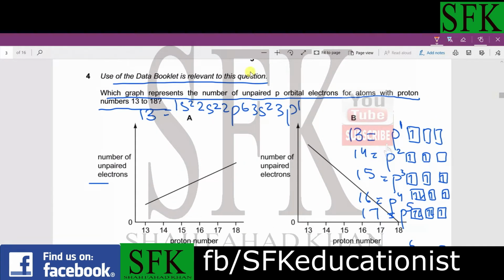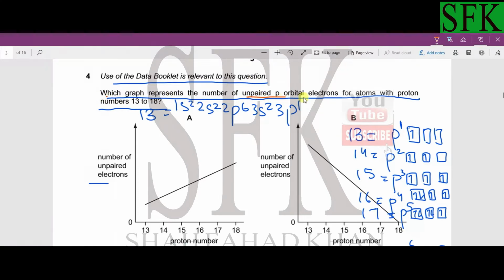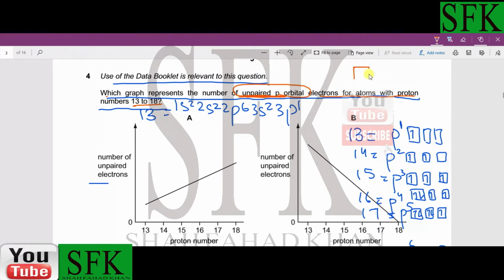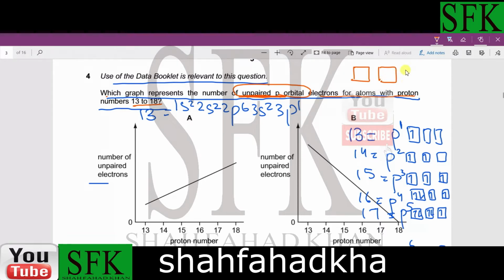Okay, question number 4. Use of the data booklet is relevant to this question. Which graph represents the number of unpaired p orbital electrons for atoms with the proton numbers 13 to 18? The question says unpaired p orbitals. Now this is important. The p subshell contains a maximum of 3 orbitals, px, py, and pz. For the element with proton number 13, this p orbital contains only one electron.